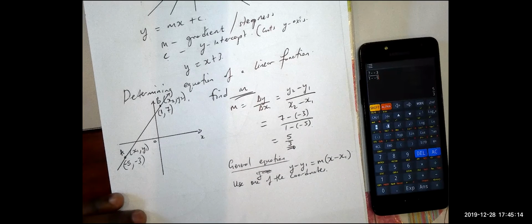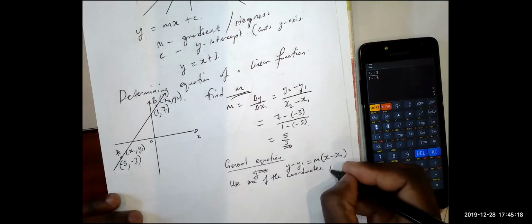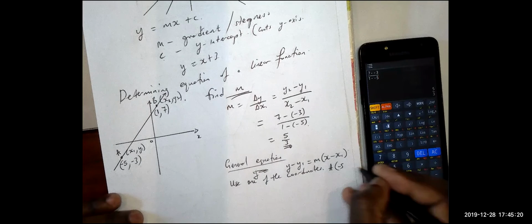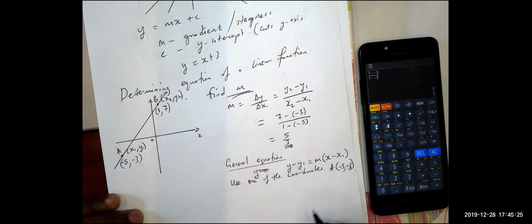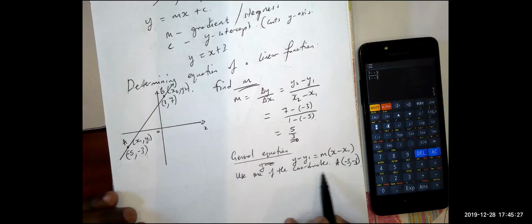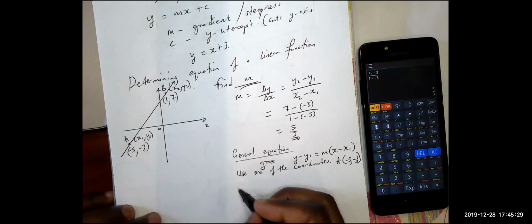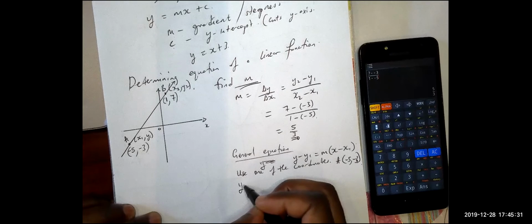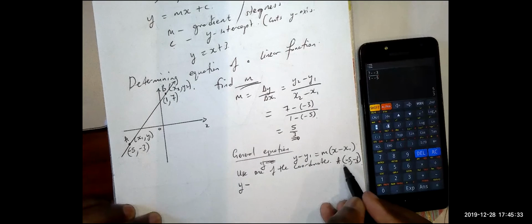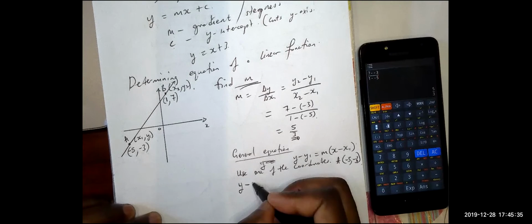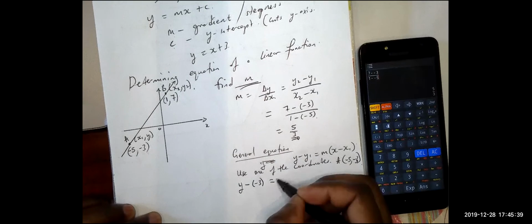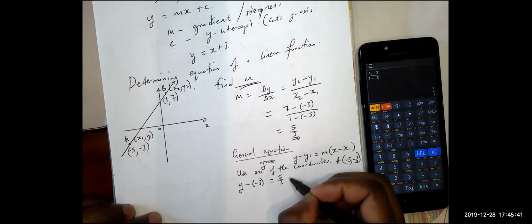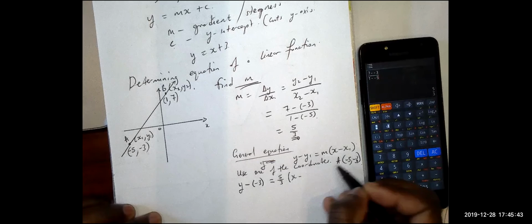In this case, let's use A. A is -5 and -3. Now what do we do now? We're going to say y minus y1, which is -3, minus -3, is equal to m, which is 5 over 3, in bracket x minus x1, what is x1?